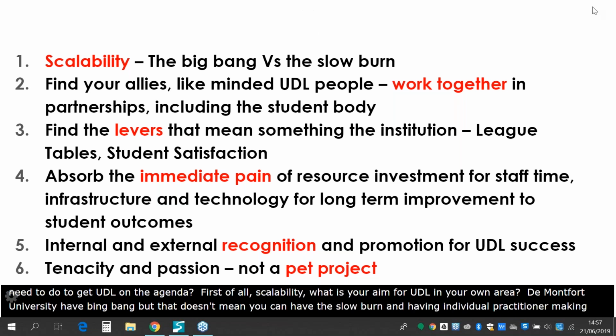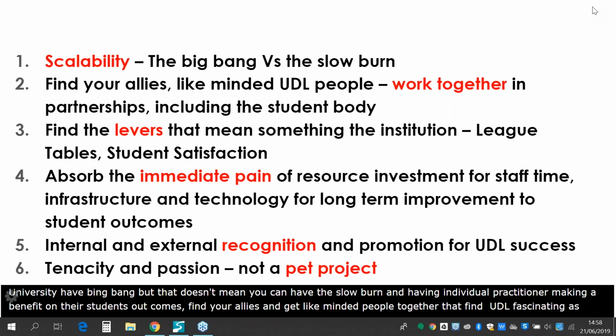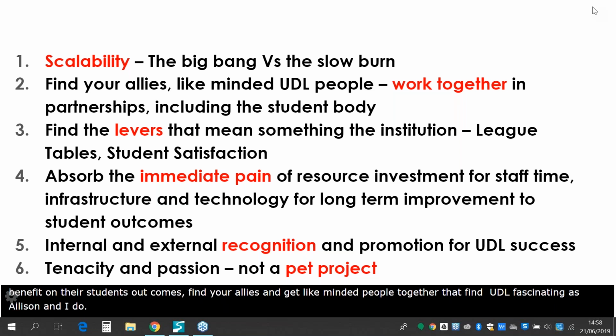Find your allies, get like-minded people together that find UDL fascinating as Alison and I do. Include your student body to work together in partnership. Find the levers that get senior management interested.